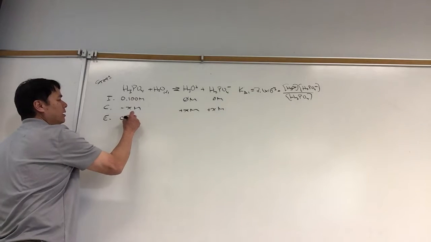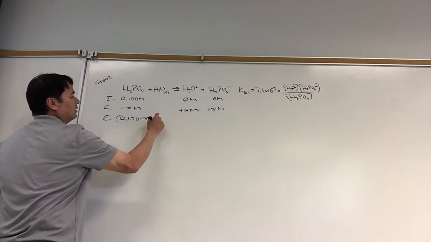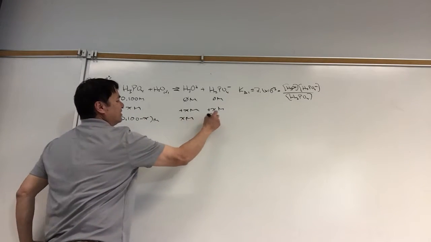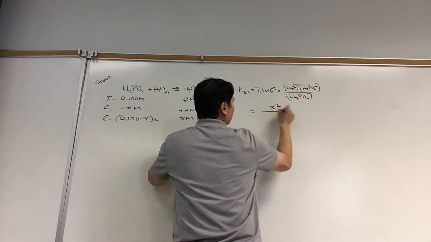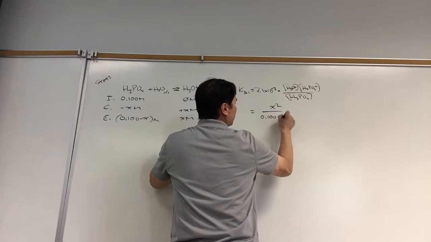So this is going to be 0.100 minus x. This is going to be x molar. This is going to be x molar. And then we just solve this over here. This is going to be x squared over 0.100 minus x.